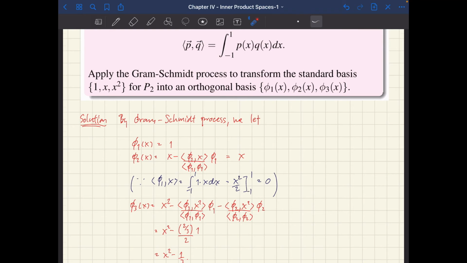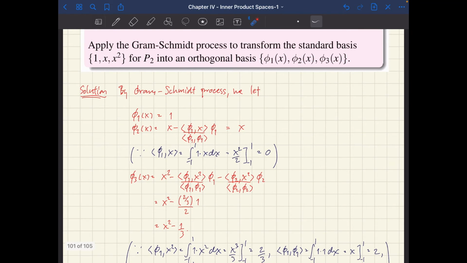For phi 3, we apply the Gram-Schmidt process. We use x squared minus the inner product of phi 1 and x squared over the inner product of phi 1 and phi 1, times phi 1, and minus the inner product of phi 2 and x squared over the inner product of phi 2 and phi 2, times phi 2 here.